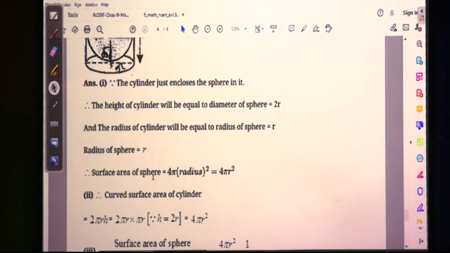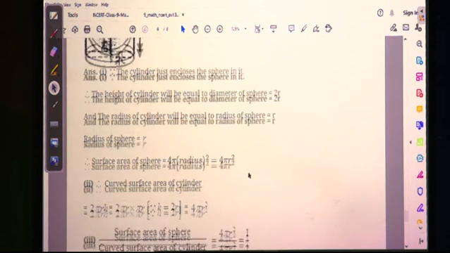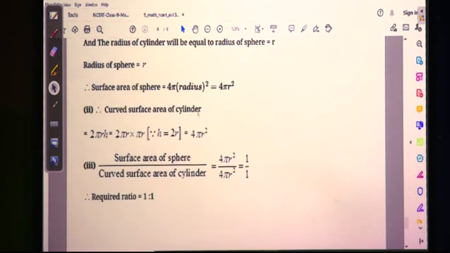Therefore, surface area of sphere is equal to 4 pi into radius square, that is 4 pi r square, and curved surface area of cylinder is 2 pi rh, that is 2 pi r into 2r. Here there is a printing mistake, actually it should be 2r, it has become pi r. So, it is 2r, 2 2s are 4, 4 pi r square, r into r is r square.